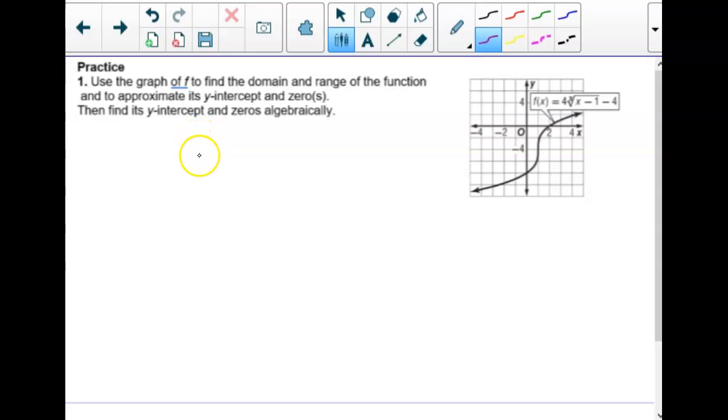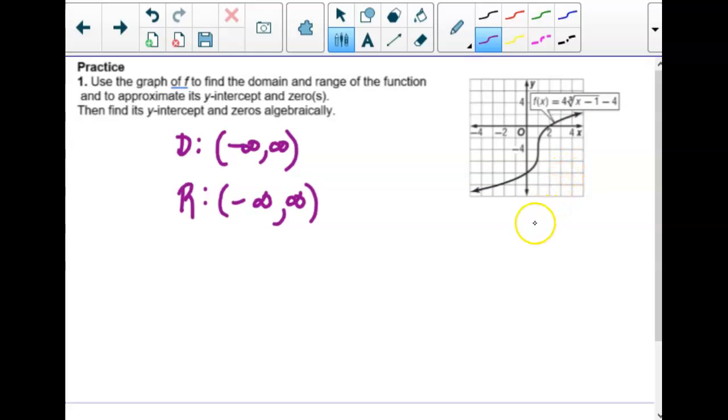But can anybody tell me what they think the domain is? The domain is left to right. All real numbers, okay? Because the arrow's going left and right. Everybody okay? What about range, bottom to top? Is it going down further and further and up further and further according to those? Yeah, it certainly appears so.